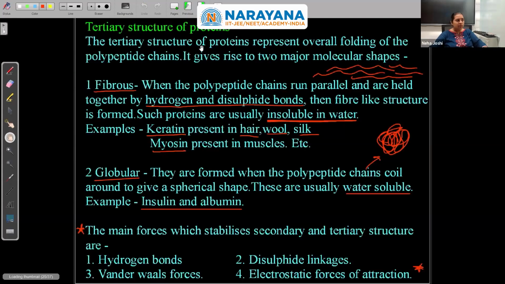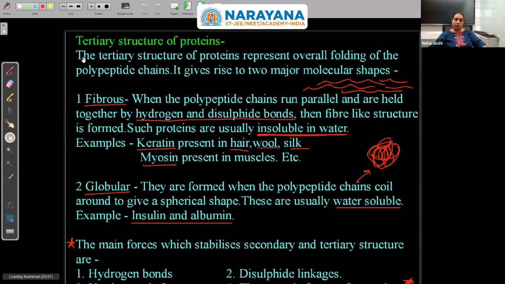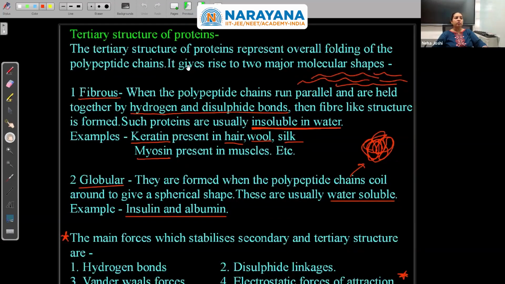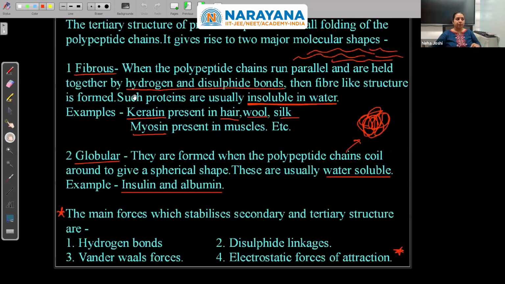Tertiary structure is not in the syllabus, but the types are in the syllabus, so we have to do a little. The tertiary structure of protein represents overall folding of a polypeptide chain. It gives rise to two major molecular shapes. One is fibrous, which is thread-like, when the polypeptide chains run parallel and are held together by hydrogen and disulfide bonds. These are insoluble in water. Example, keratin, present in our skin, hair, wool, nails, etc. Myosin is present in muscles.